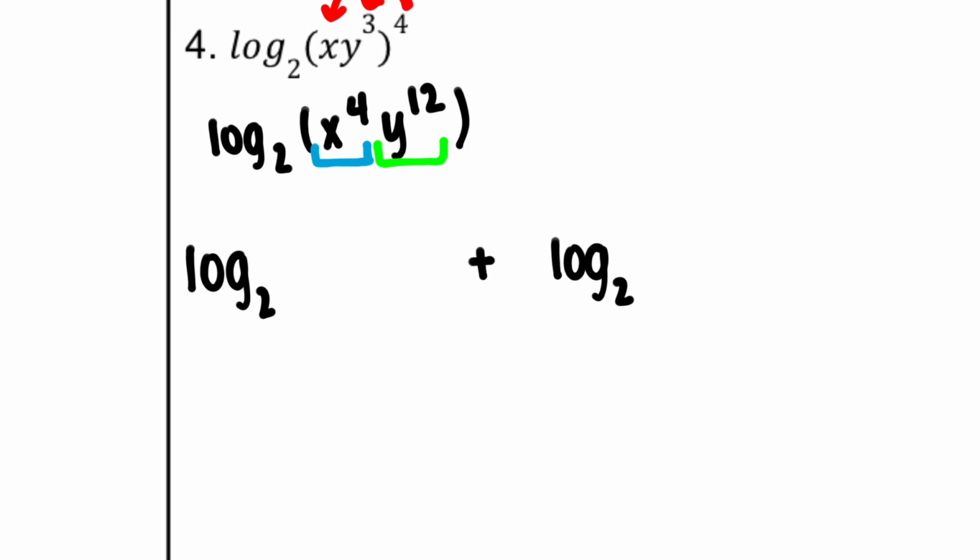I'm going to take this first part, x to the 4th, and it's going to go with my first log, and y to the 12th is going to go with my second one. So I have log base 2 of x to the 4th plus log base 2 of y to the 12th.